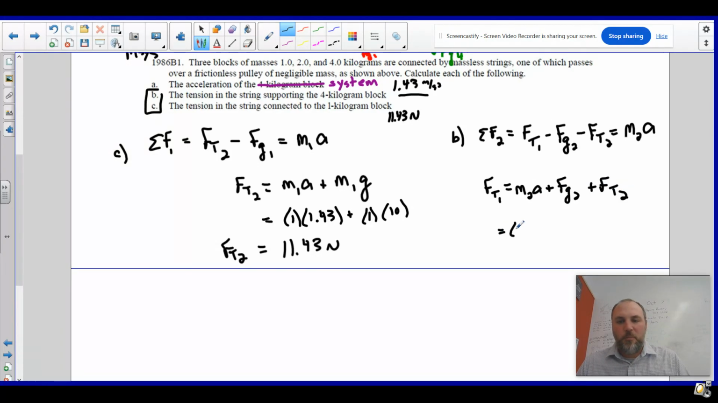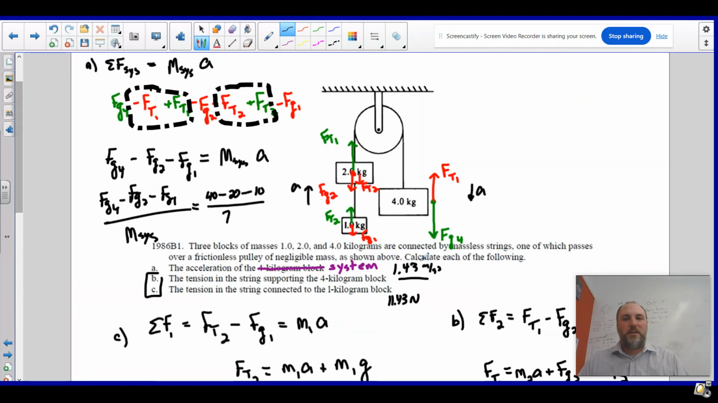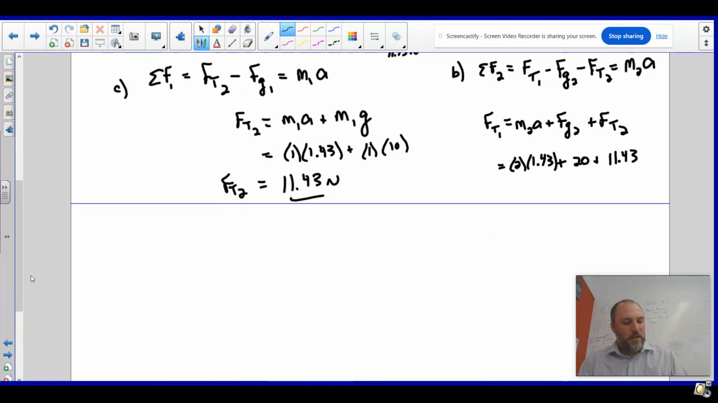So we have m2 is 2 kilograms times the acceleration of the system, which is 1.43, plus the weight of the 2 kilogram, or 20 newtons, plus the tension in string 2, which we said was 11.43. Before I actually put that into a calculator, I just want to get an idea of what the range should be. In order for the 4 kilogram to drop, I know this tension has to be less than 40 newtons, and it also has to be greater than 30 newtons, because this tension in string 1 is what's going to bring these 3 kilograms upward. So I'm expecting something between 30 and 40. Let's see what we end up with.